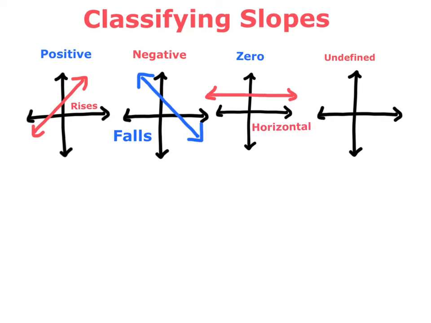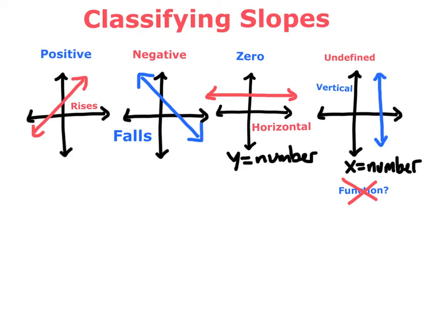For a horizontal line, the y value never changes. So this always looks something like y equals just some number. The last undefined slope is a vertical line, up and down. This is whenever the x never changes, and it always looks like x equals a number. And remember that this is not a function.